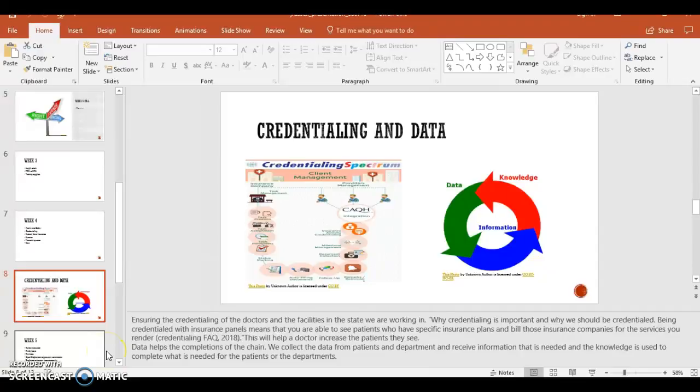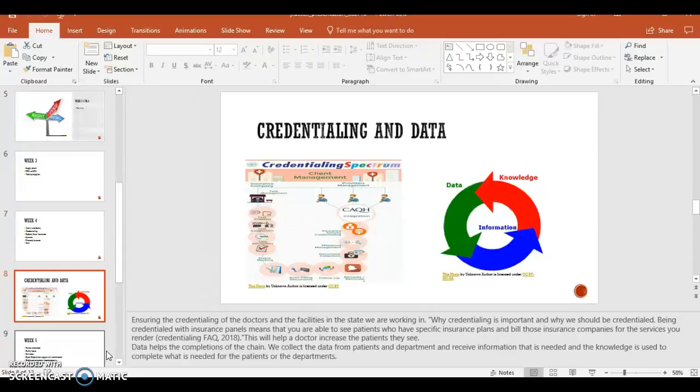Accreditation and data: ensuring the accreditation of the doctor and facility in the state where we are working. Why accreditation is important and why you should be accredited. Being credentialed with insurance plans means that you are able to see patients with specific insurance plans and bill those insurance companies for a series of services you render. This will help a doctor increase the patients they see.